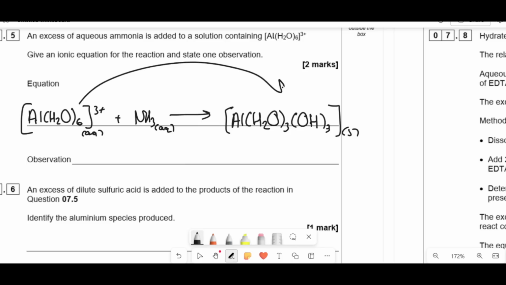Now remember that from here to here, it's lost H+. Somebody has to gain those. Oh, would you look at that, NH3. What can NH3 form? It can make NH4+. It can act as a base, accepting a proton. It gains a proton. So if we lost 3 H+ here, each one of these only gains 1. To balance that, we need a 3 there and a 3 there. Boom. And then it says observation.